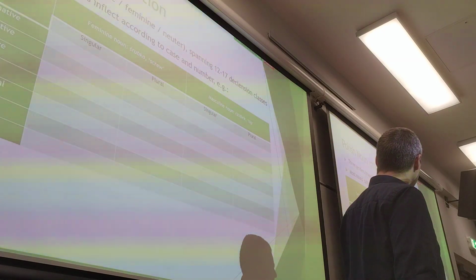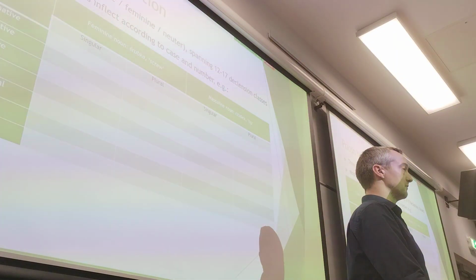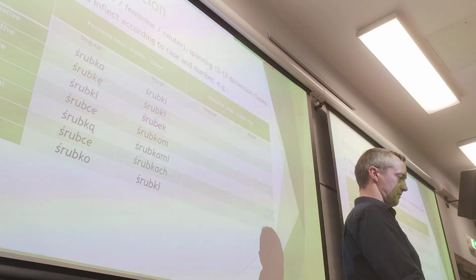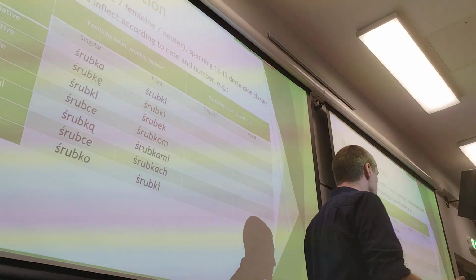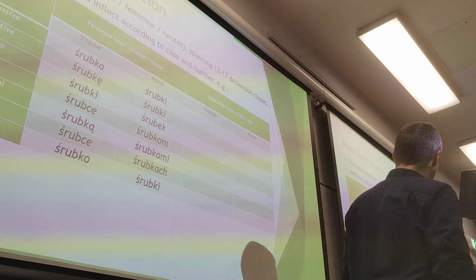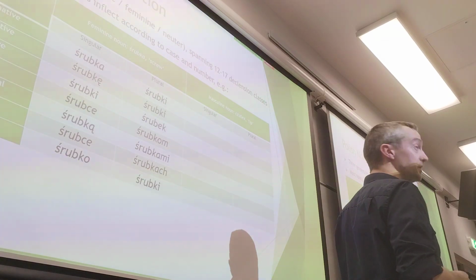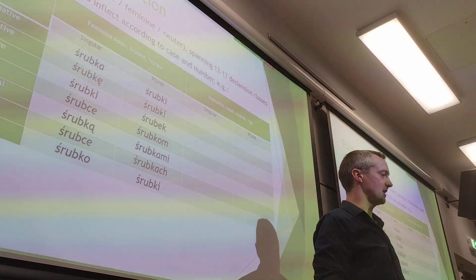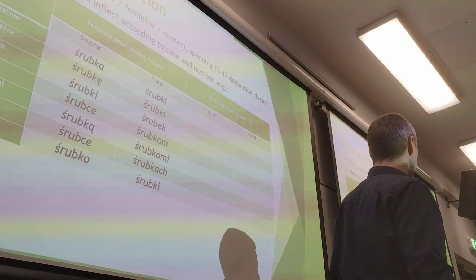Just to give you an example, most nouns in Polish inflect, in fact all of them inflect according to case and number. So there's an example of what we call a paradigm, a set of all the different forms of this word here, which is śrubka, which is a screw. That's a very typical feminine noun in Polish. You can see down here the different cases, 7 cases in Polish. And you've got 2 numbers, singular and plural.